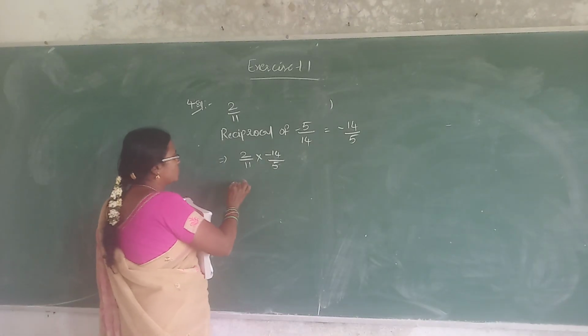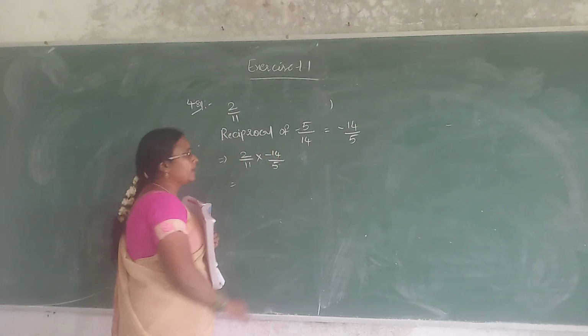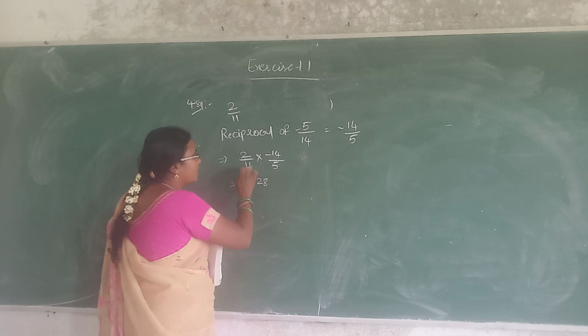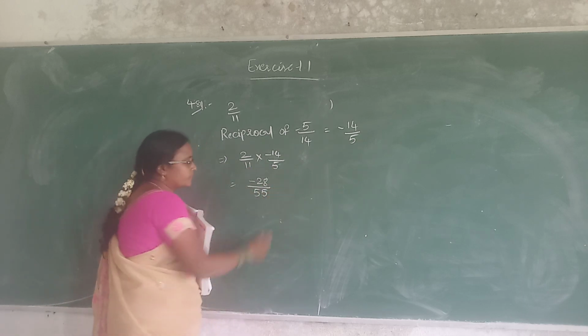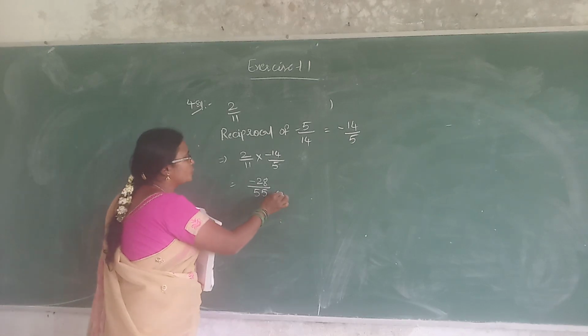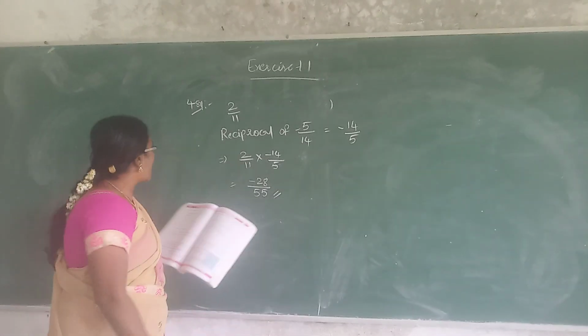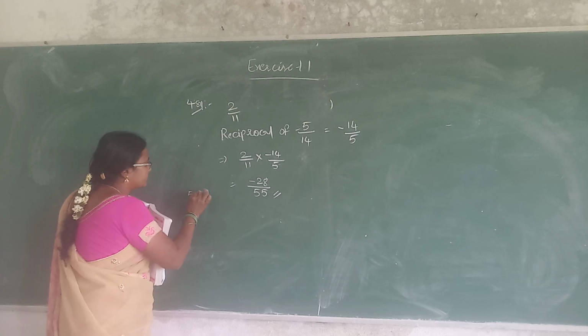Then make the solution. 2 into minus 14 becomes minus 28, and we have to multiply the denominators as well. 11 fives are 55. Here also cancellation is not possible. The solution ends here. Now, the fifth problem.